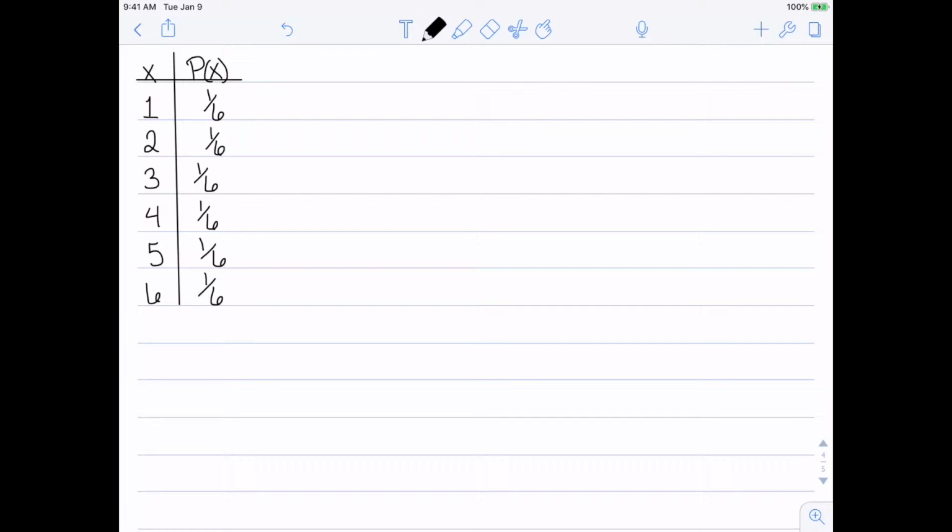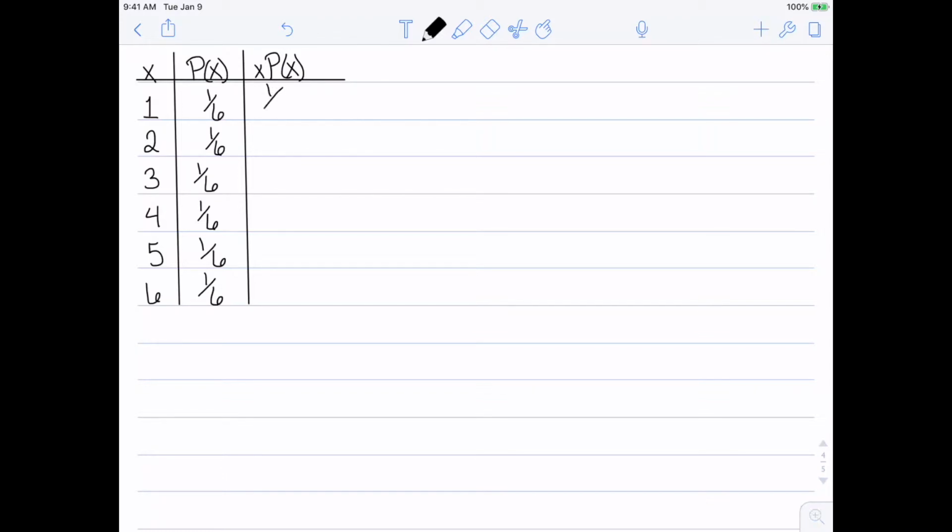So here's a probability distribution that looks at rolling a die. The possible outcomes would be 1 through 6, and each side has a probability of 1/6. So let's see what the mean number of a die roll would be. So I'm going to start this by adding a third column onto my table here of x times p of x. And so now we can just multiply across.